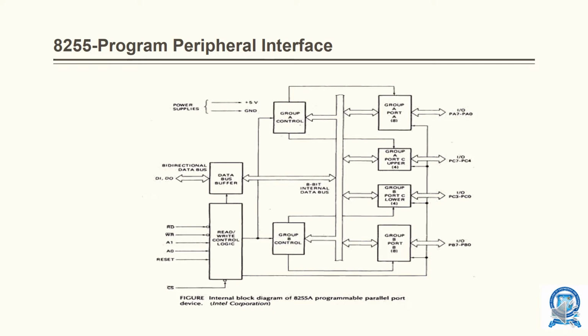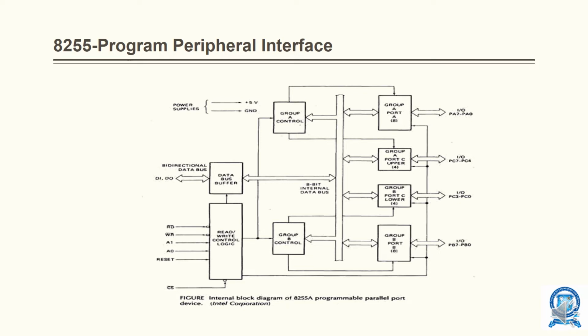Initially we have the data bus buffer. It is used to transfer the data between the processor and this IC. The transmission of data takes place with the help of this data bus buffer. Next we have the read write control logic, so the read and write operation is performed. In addition to this, it provides the control signals to the various blocks in this IC. So for all other blocks, the control signals are provided with the help of this read write control logic.